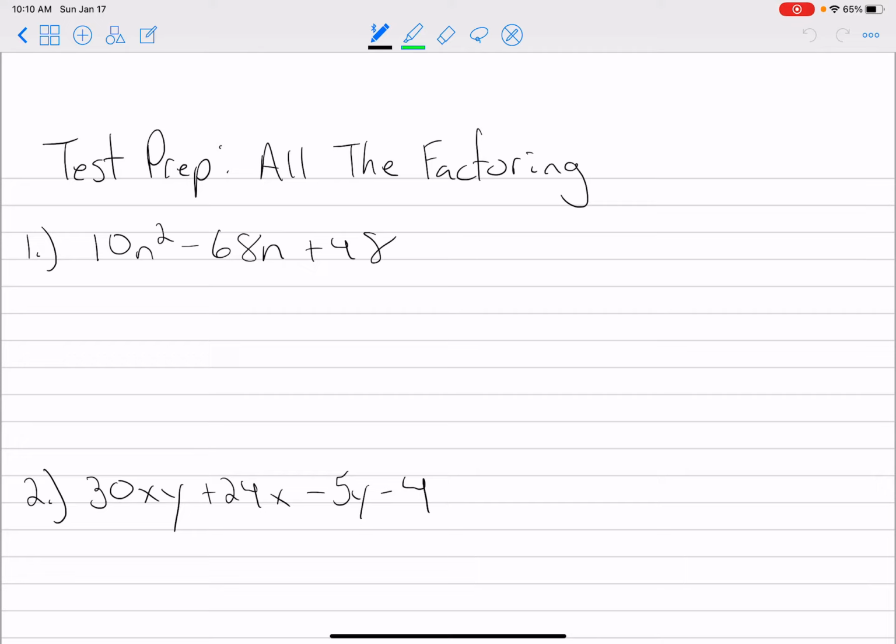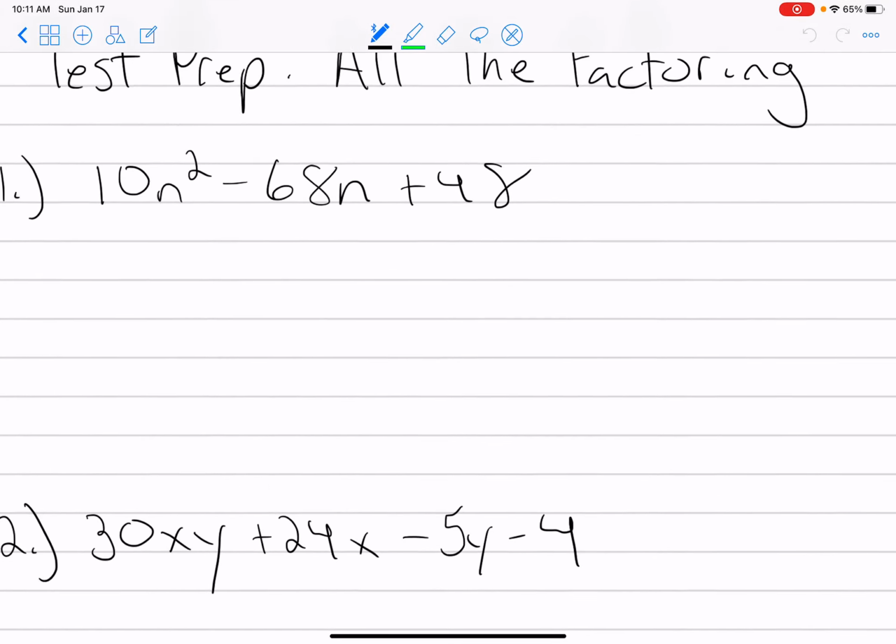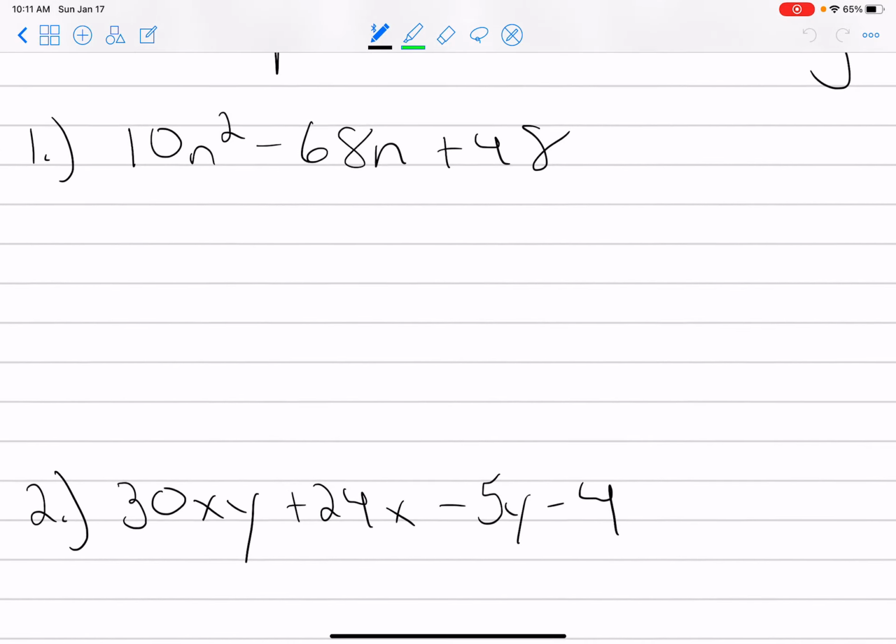Test prep. You all have an assessment on Tuesday. All the factoring. Do number 1. Pause it right now. Get it done. All right. So you just did that. Let's go over it. These are kind of all the different types that you need to use.